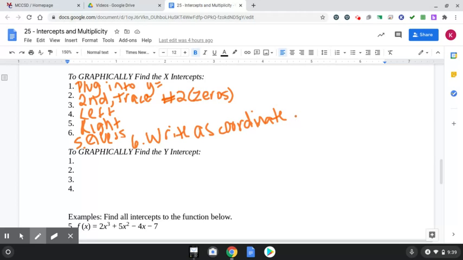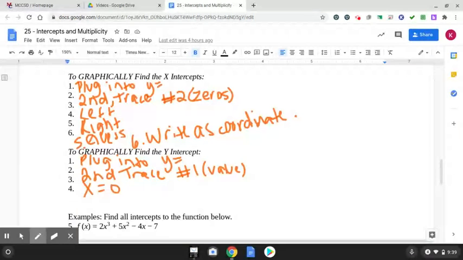To graphically find the y-intercept, same deal, you're going to plug into y equals. Then your second step, you're going to press second, trace, and you're going to choose option number 1. It says value. We want the value when x equals 0. So that's your third step. You're going to press 0 and then enter. And then lastly, you're going to write your answer as a coordinate or a point.